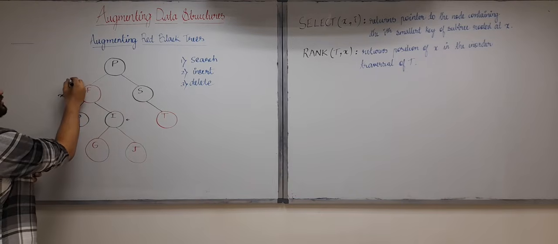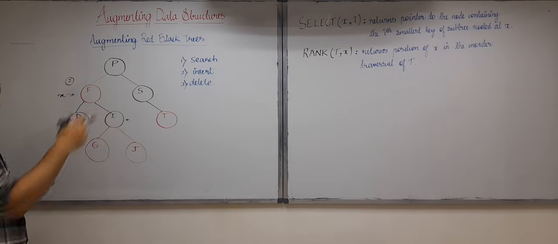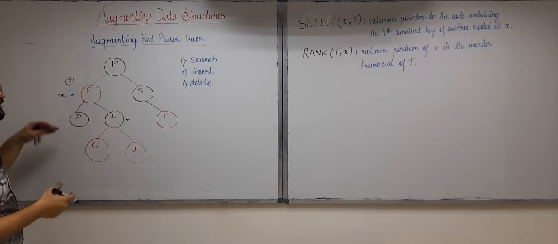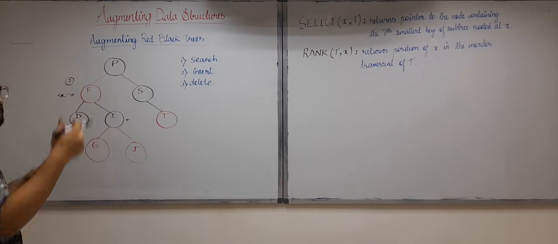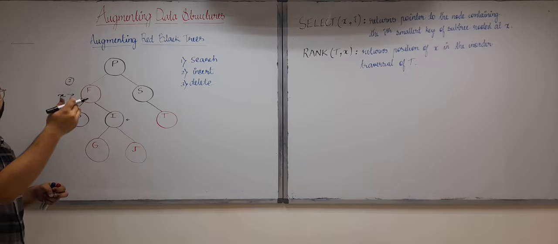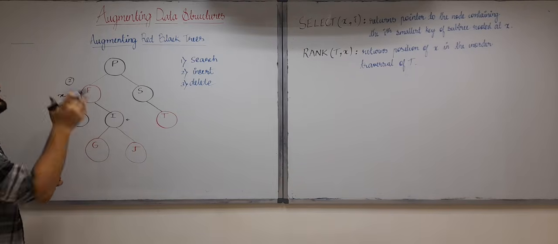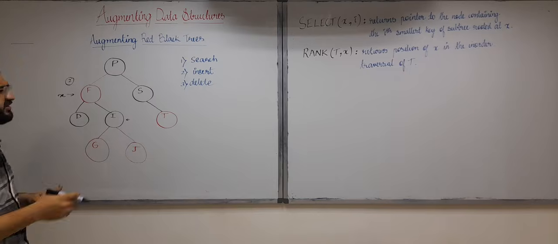So as the position is 2, so 2 will be returned when we perform the rank operation, right? So I gave you a brief idea of these two operations. We will also write the pseudocode for both the operations, right? But now let us go step by step.